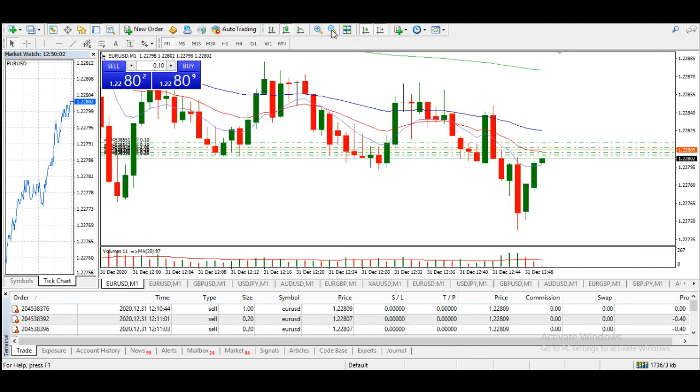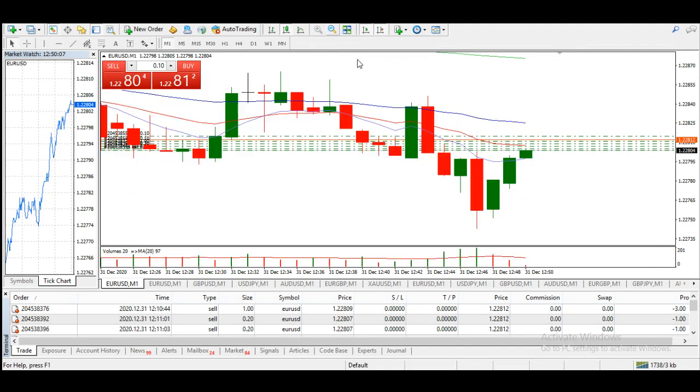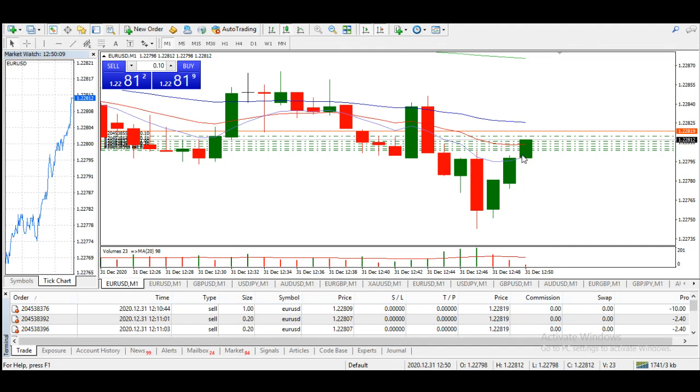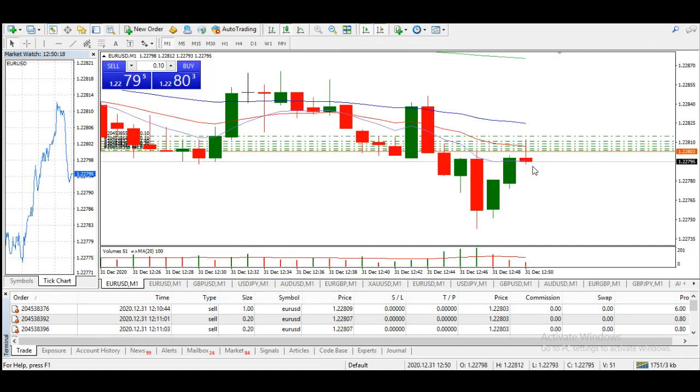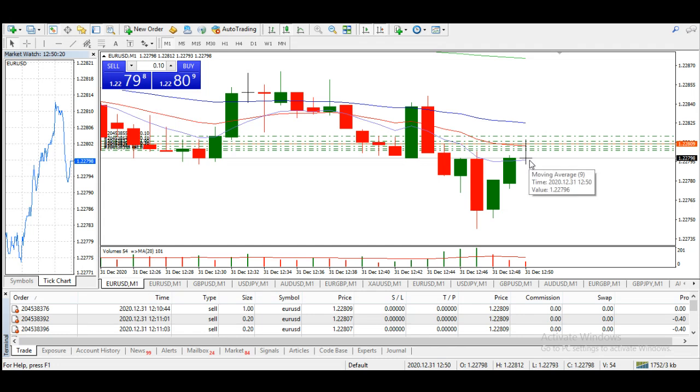Okay, from there, now price is in the first support, first resistance zone. Pay attention here. The first resistance zone is on my orders. So my orders are protected by the first resistance zone. And that's what I'm talking about. This is the protection I'm talking about.